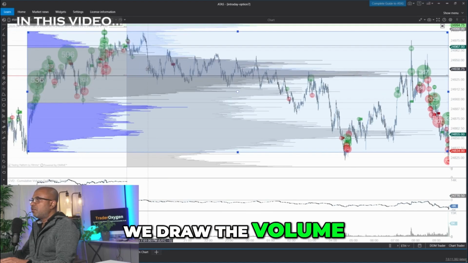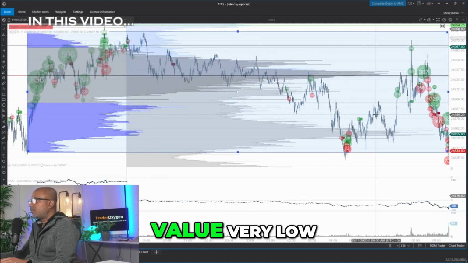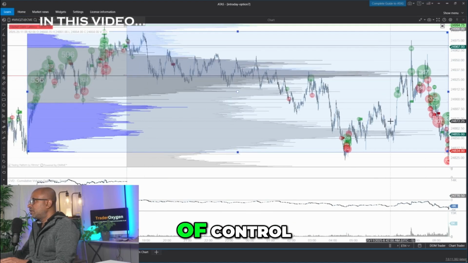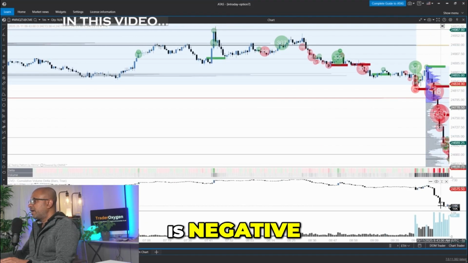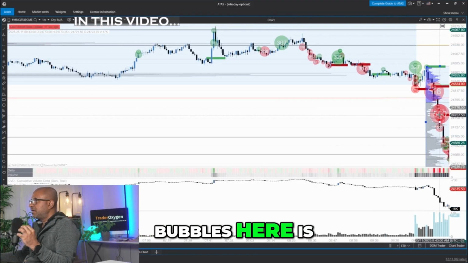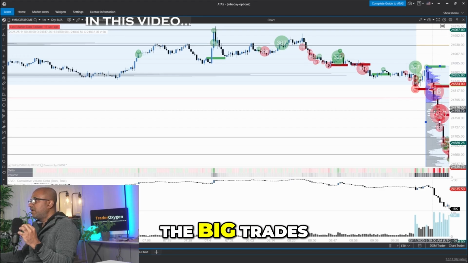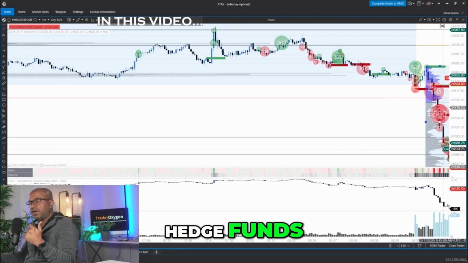We draw the volume profile for that range, value area low and the volume point of control. Red delta, cumulative volume delta is negative. Bubbles here are the big trades, big banks, hedge funds.